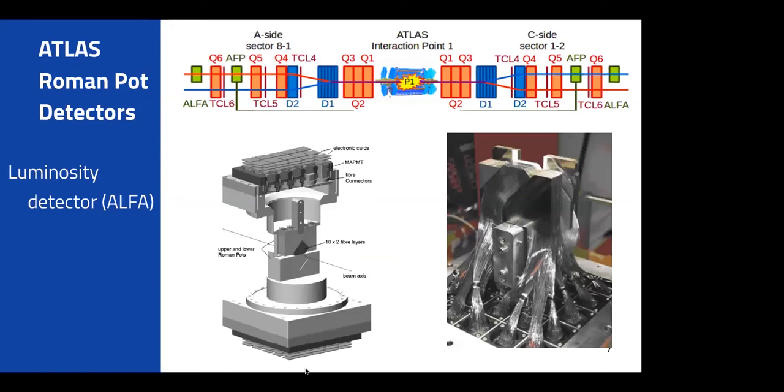It's also the one that has been built for a longer time. ALFA stands for ATLAS Luminosity Detector, and it was designed to measure the absolute luminosity. And as you can see in this image here, it's made of scintillating fibers that are read out by multi-anode photomultipliers in the upper part, and they are inserted in a Roman pot that gets very close to the beam. This is the region where it moves and gets really close to the beam.